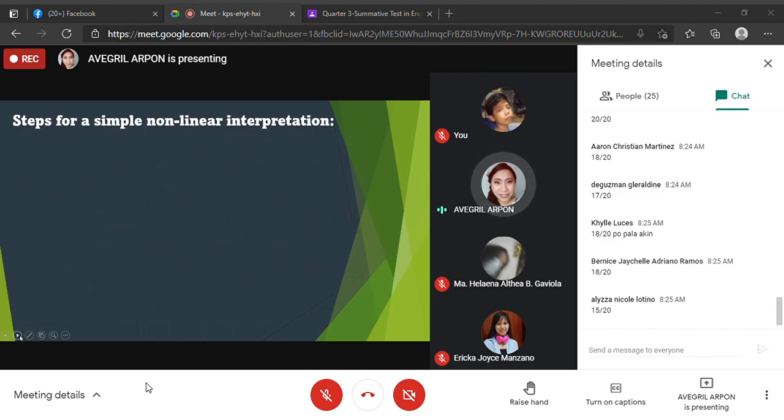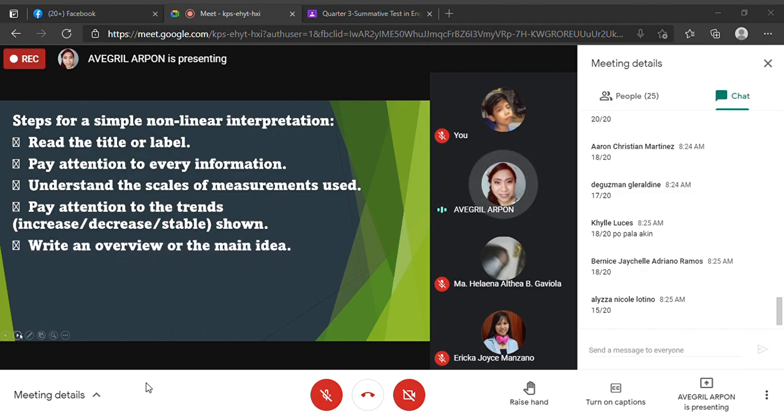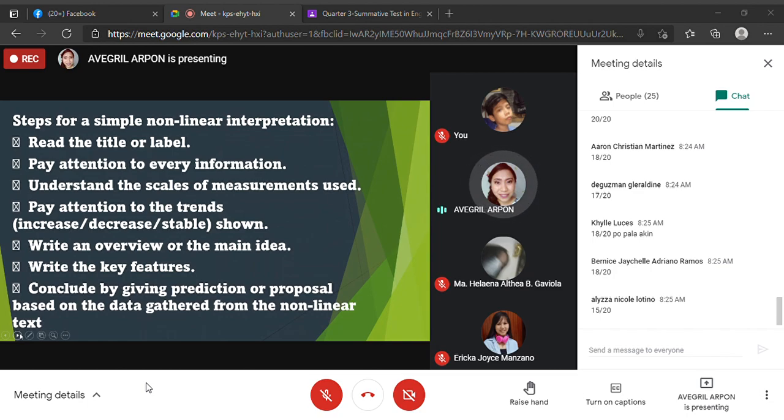Okay, so these are the steps for a simple nonlinear interpretation. An important thing to know in transcoding nonlinear to linear text: first, you need to simply interpret the given nonlinear text. So first, you need to read the title or label. Second, pay attention to every information. Understand the scales of measurements used. Pay attention to the trends, increase, decrease shown. Then write an overview or the main idea. Then write the key features. Then conclude by giving a prediction or proposal based on the data gathered from the nonlinear text.